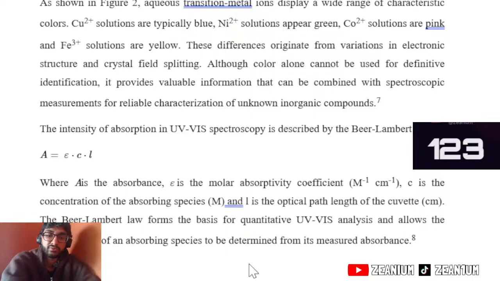The intensity of absorption in UV spectroscopy is described by the Beer-Lambert law, where A is the absorbance, epsilon is the molar absorptivity coefficient, and C is the concentration.